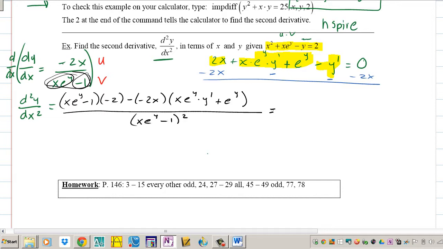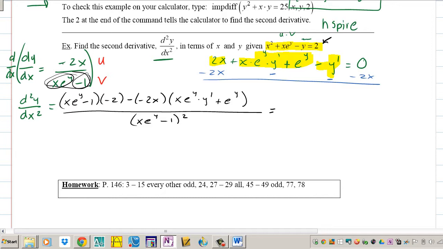Now this problem is overkill. I don't want you guys to think, I can't believe I have to do a problem like this to pass the AP exam. Well, they'll never ask you to find a second derivative of a problem of this difficulty. It is just too hard. Okay, we're almost done here.